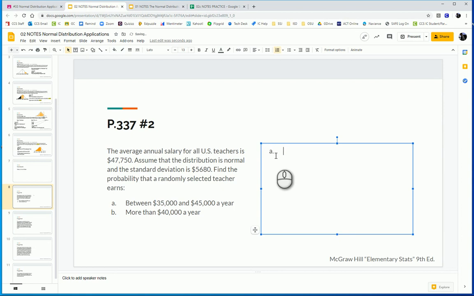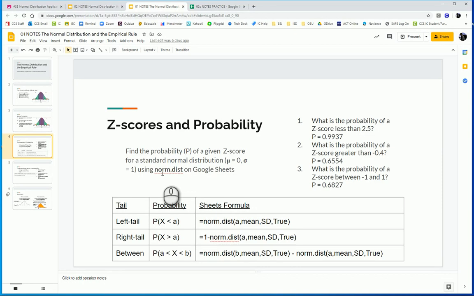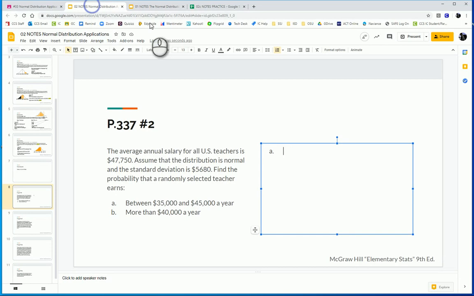So the key is you're looking for a probability. And if we look at our notes, that means we're going to use norm.dist on Google Sheets. And since it's between, we're going to use this setup. Equals norm.dist with the right bound minus norm.dist of the left bound. So use norm.dist.